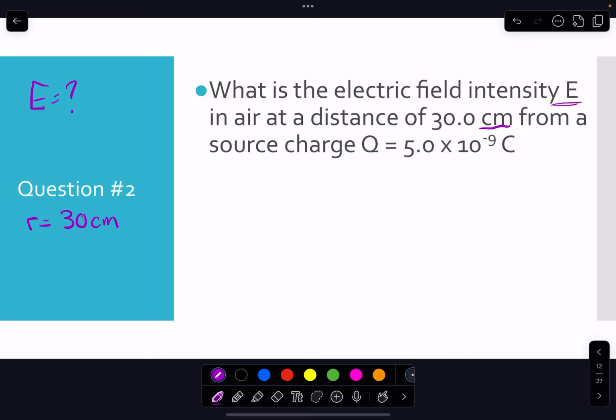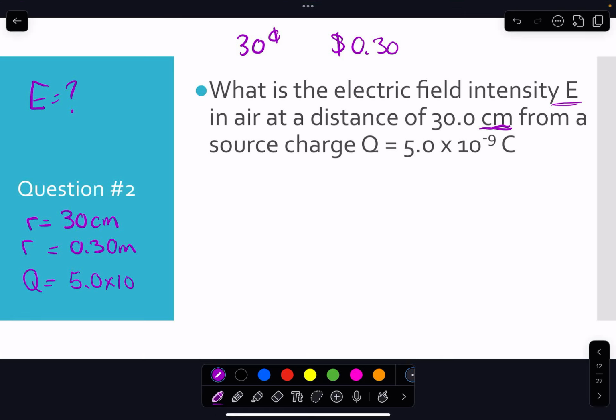So again, our metric conversions, if you think about centi, okay, if you think about cents, how many cents are in $1? 100. How many centimeters are in a meter? 100. So if I told you I had 30 cents, right, you would also write that as $0.3, right? And so 30 centimeters is 0.3 meters. All right, so nice easy metric conversions there for you. And then we're given a source charge of 5.0 times 10 to the negative 9 coulombs.